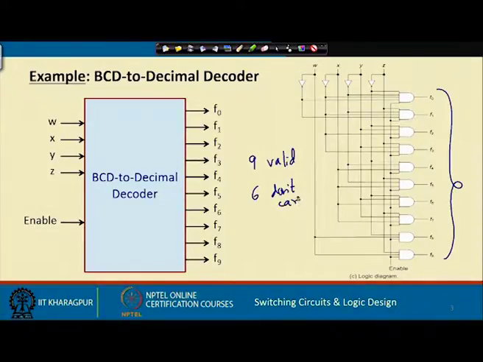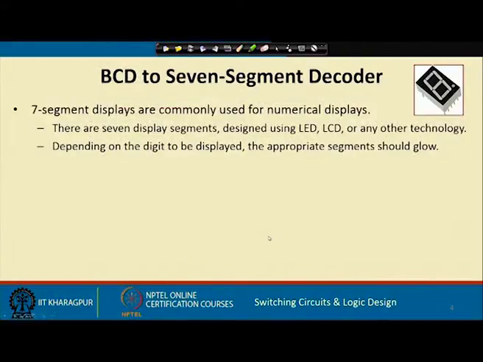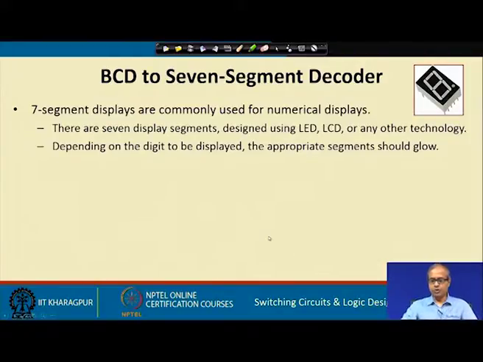So, when you do a minimization, these don't care inputs also will result in the cancellation of some of the terms. So, I am showing just the final realization, okay? I am not showing you the steps of minimization. So, this is another kind of decoder that we use in some designs, the BCD to decimal decoder. There is another kind of decoder which is also very useful.